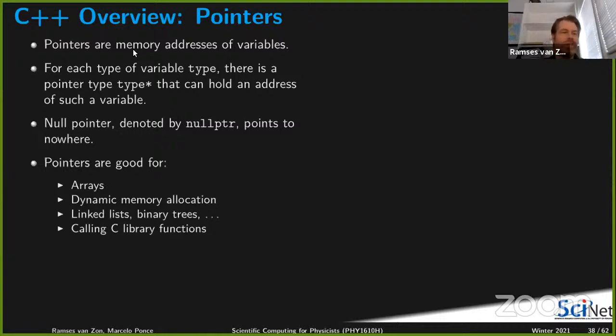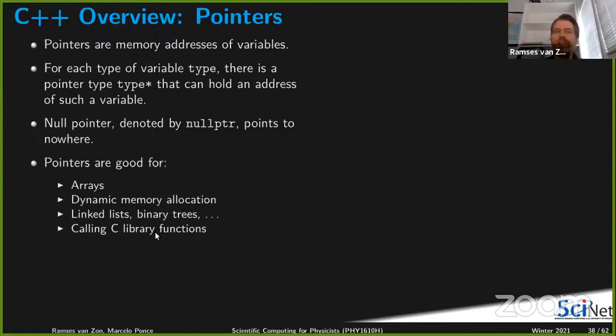And what are they good for? I mean, apart from being curious where your stuff lives in memory, they're used for arrays. They're used for dynamic memory allocation, which we'll see in a second. Various more complex data structures like linked lists, binary trees, they use them, and they're used in C functions. So some libraries are written in C. You can use them in C++.